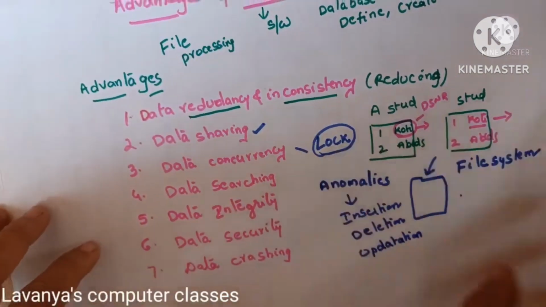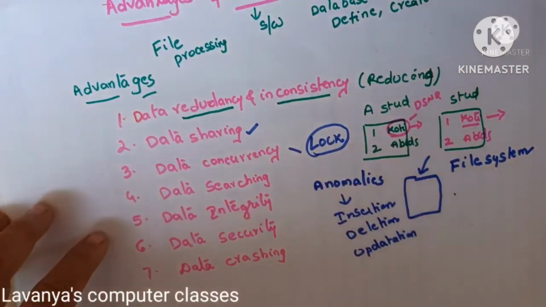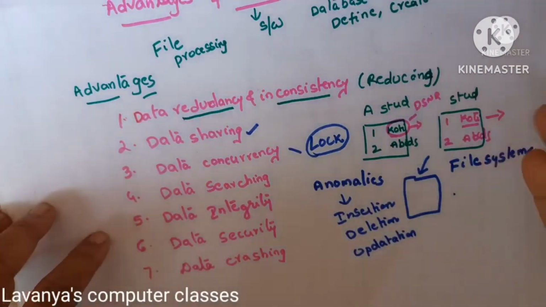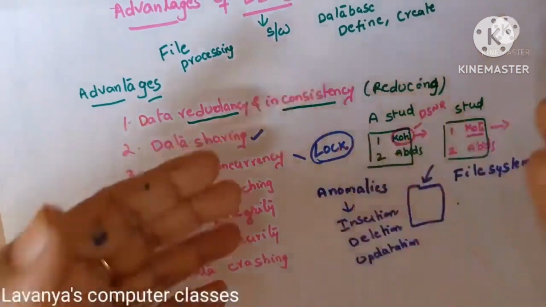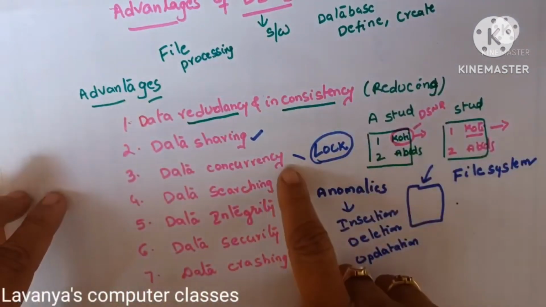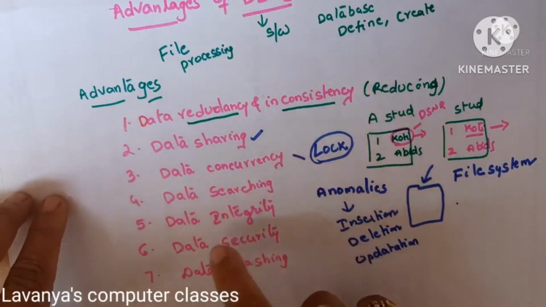Using the lock system, you can lock the database so it is not opened by others. Once one user is over, working is over, then go for the second user. Like that we can maintain the concurrency controlling techniques.